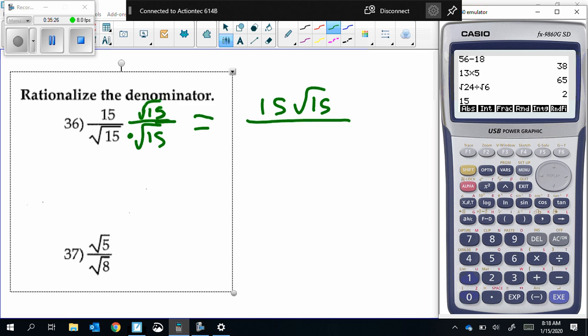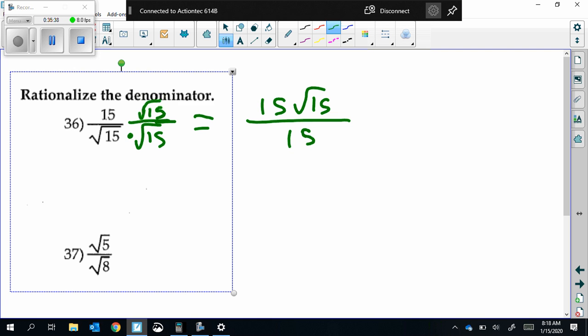This is a lot of work that you actually don't need to do. 15 times 15 is 225, and then the square root of 225 is going to be 15 because there's two 15s right there. 15 over 15, since this is a fraction, looking at the whole numbers, 15 divided by 15, that cancels out. That's 1. Our final answer is just square root of 15.